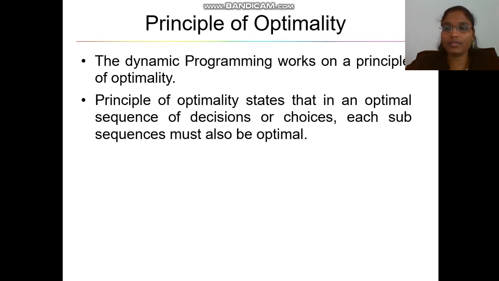So we are concentrating only on the smaller instances or the subproblems, where if we get the optimal solutions, then the sequence of the next subproblem that comes in sequence must also be optimal.